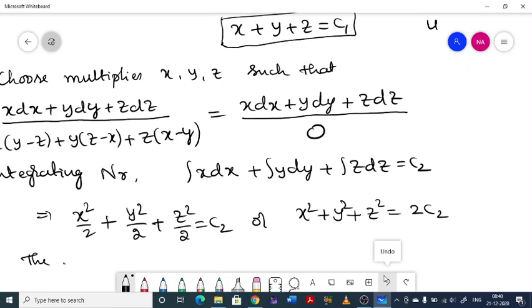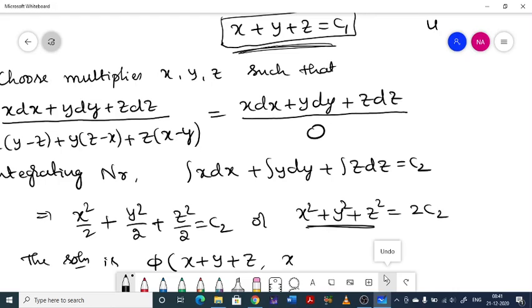The solution is, see from this I'll get x plus y plus z, and another part is x square plus y square plus z square equal to 0. So that is the solution. So this solves the first problem we considered here.